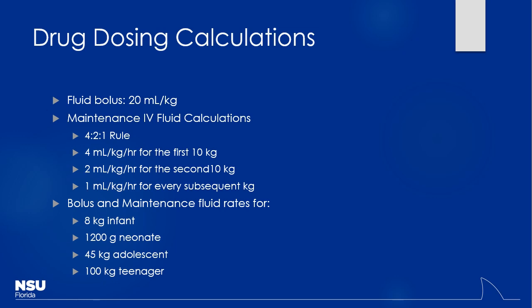Okay, and then we have the 4-2-1 rule. You guys are familiar with that. For the first 10 kilos of the patient's weight, they're going to get 4 mLs per kilo per hour. This is the maintenance rate, so mLs per hour is going to be the final unit you get to. The second 10 kilos, you're going to get 2 mLs per kilo per hour, and then for every subsequent kilogram, they get 1 mL per kilo per hour.